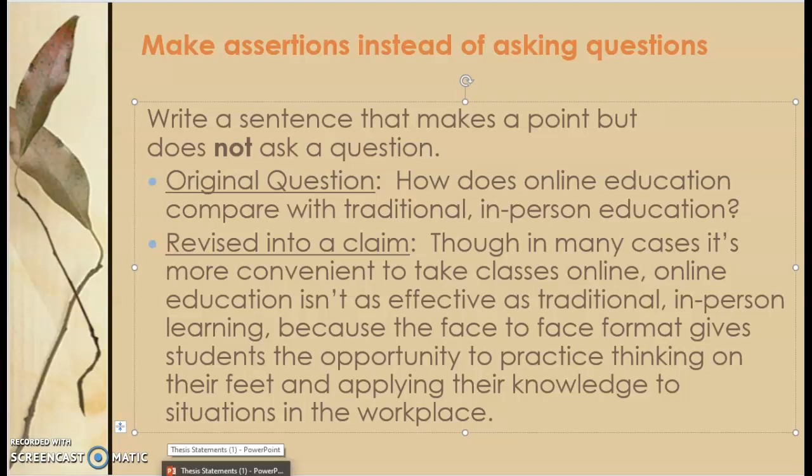So, for example, if my inquiry question had been, how does online education compare with traditional in-person education? I might ultimately answer that question with this claim.